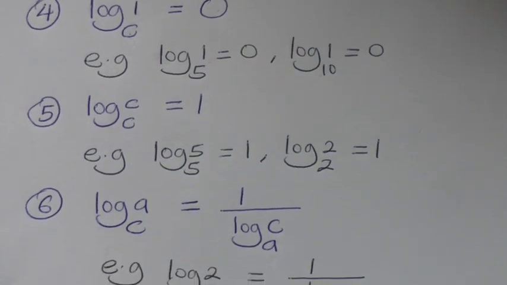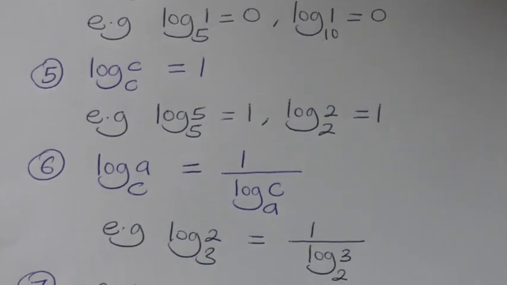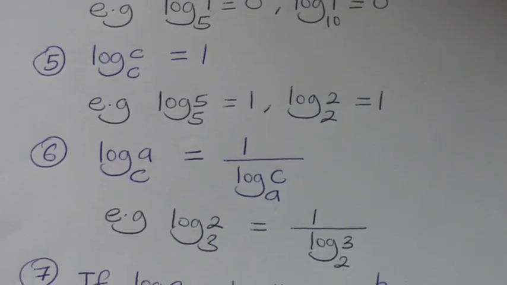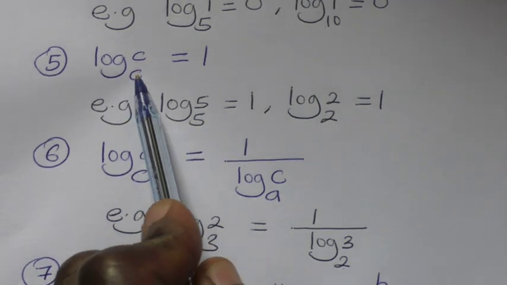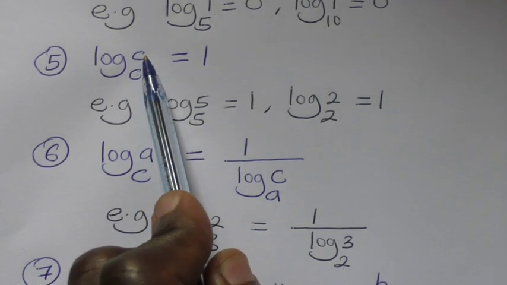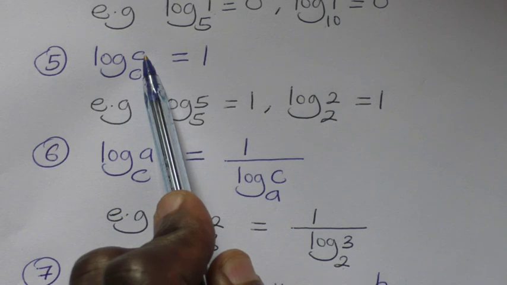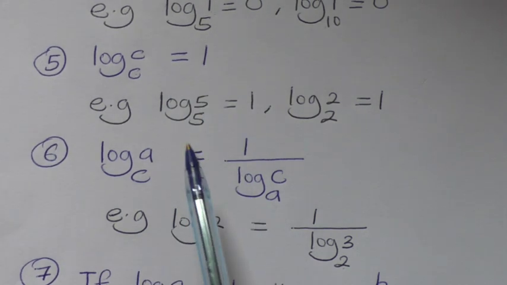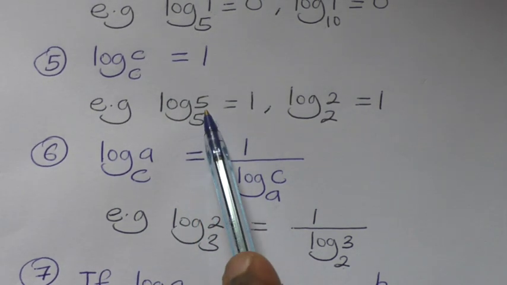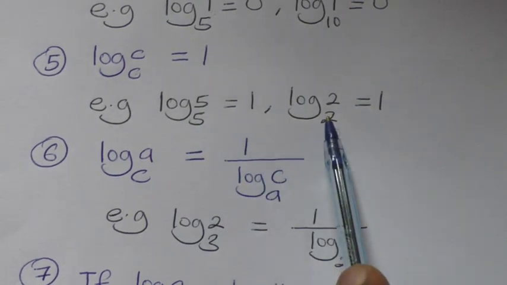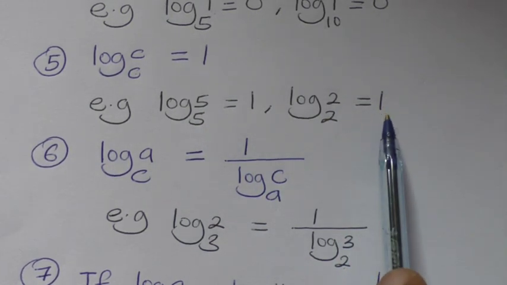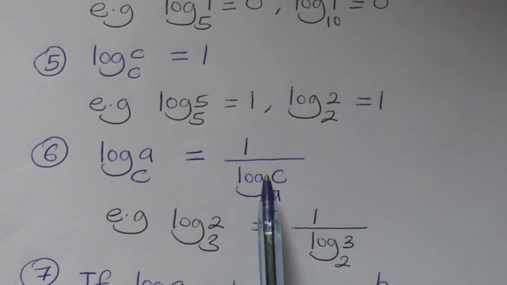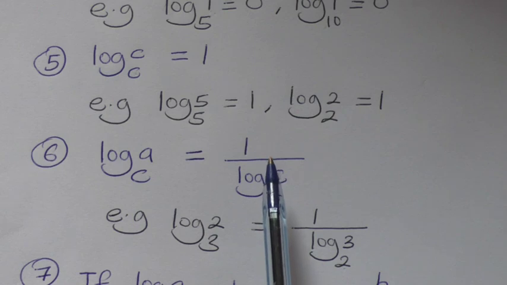Number 5 talks about having a logarithm where we have the base being similar to the power. In case you get a logarithm where the base and the power are the same, that logarithm equals to 1. E.g., we have log 5 power 5 as 1, log 2 power 2 as 1. As long as the base and the power are the same, that logarithm equals to 1.